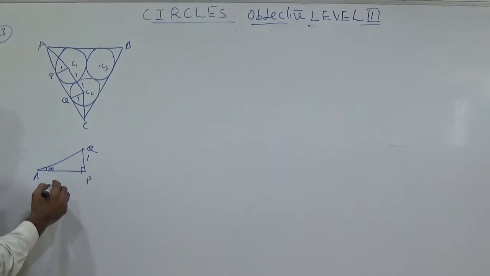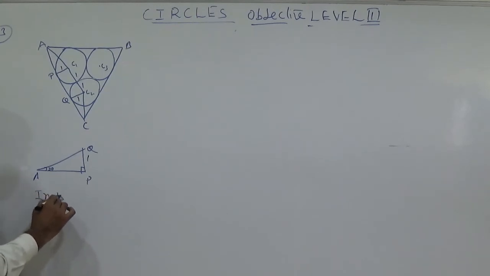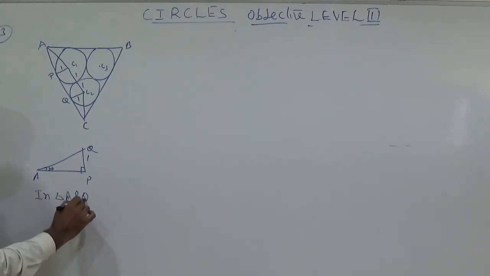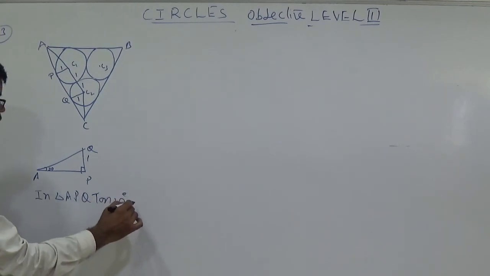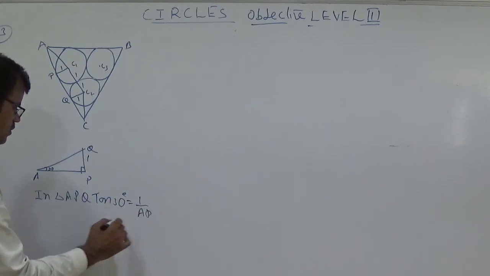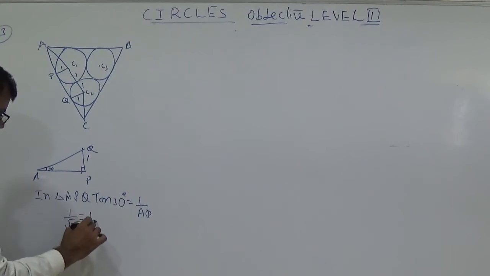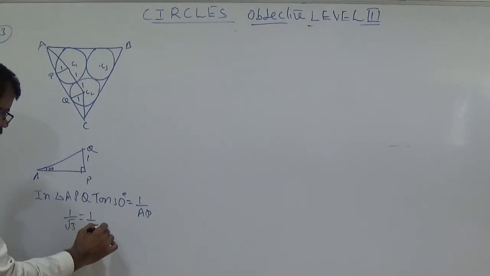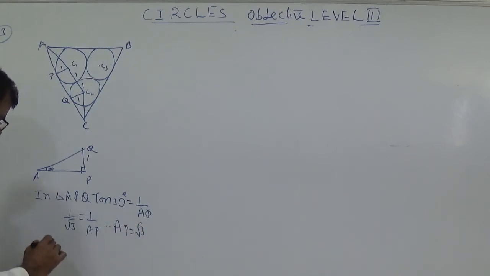30 degrees. So AP, you don't know, simply leave it as AP. Now in triangle APQ, you can write tan 30 degrees is equal to 1 by AP. What is the value of tan 30? 1 by root 3. 1 by root 3 equal to 1 by AP. Therefore, AP is equal to root 3.